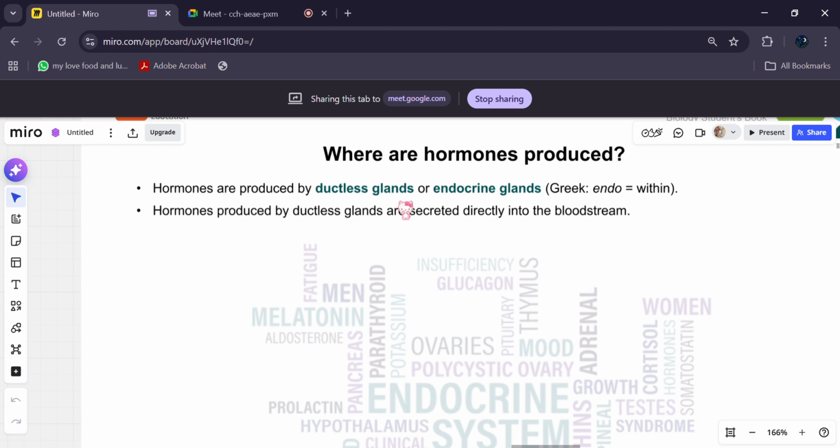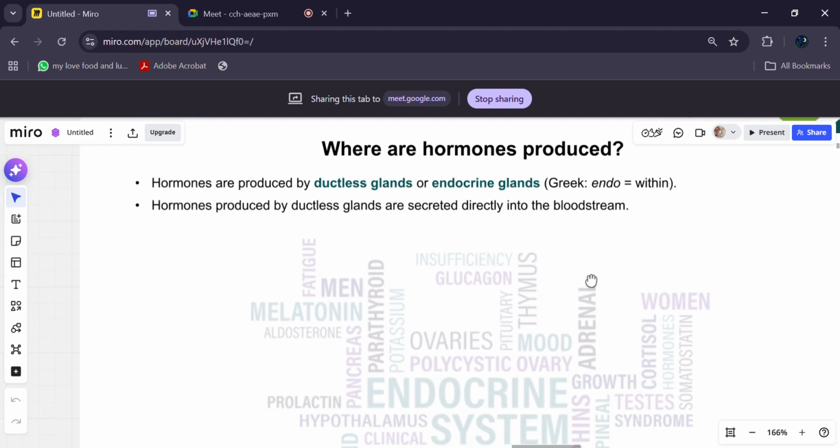However, exocrine glands do not produce hormones. Hormones are produced by ductless glands. The glands that produce them are called endocrine glands. These glands have no ducts. They do not have a duct that carries their secretion. So most of the time, the hormones travel through the bloodstream. They don't have a duct to carry the hormones.